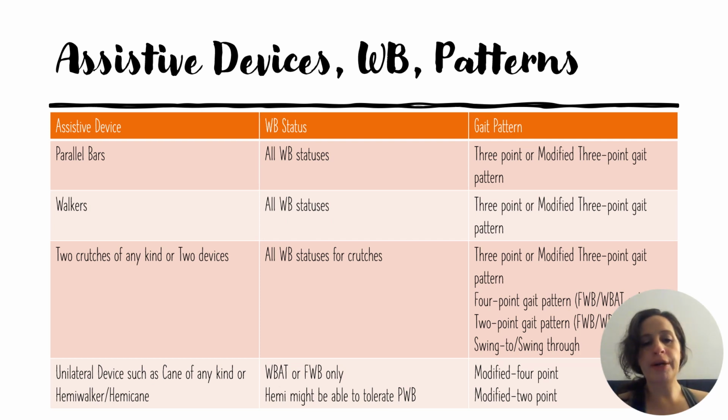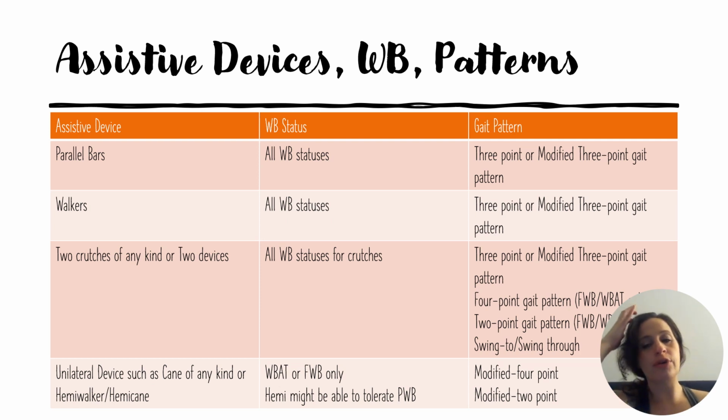So your parallel bars and your walkers only use either 3-point or modified 3-point. If it's non-weight bearing, it's 3-point. If it's anything else, it's modified. That's it. You only got 2 options. Pretty easy to remember the gait pattern. Okay. It's the other ones, the crutches and the canes, that have a little bit more options. But really, again, it goes back to the crutches being the complicated one, right? Because your single-sided device, like a cane, only has 2 options as well: modified 4-point or modified 2-point.